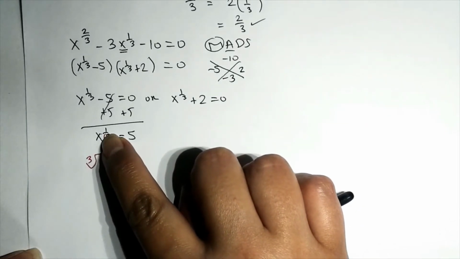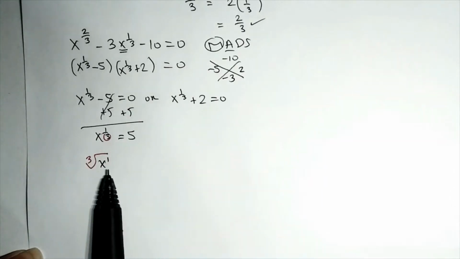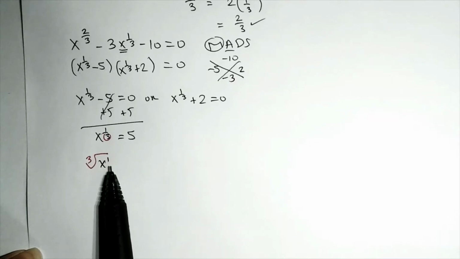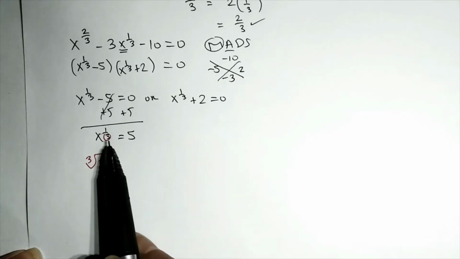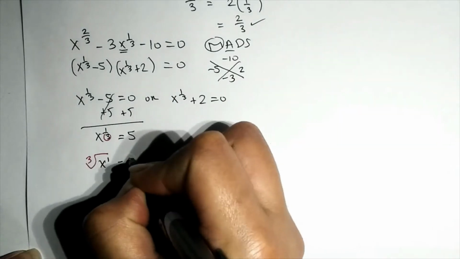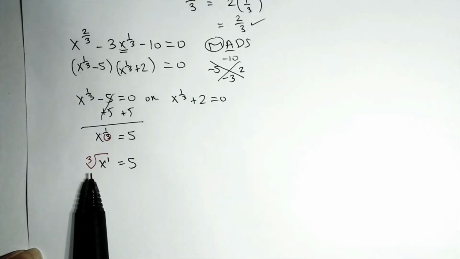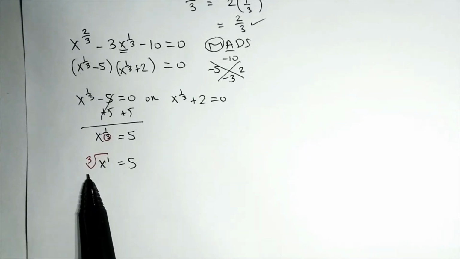We're left with x to the first, so cube root of x to the first. Of course, you don't need the 1. You can just write cube root of x. But I wanted to highlight the exponent because I don't want you thinking that we just ignore the numerator. Okay, so we have cube root of x equals 5. The reason why I like to go from exponential form to radical form is because it makes it a lot easier for me to solve it.